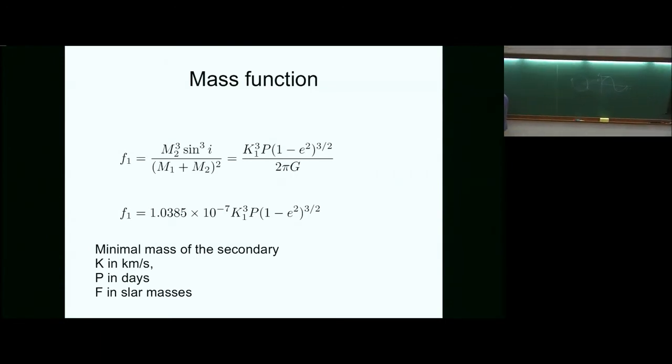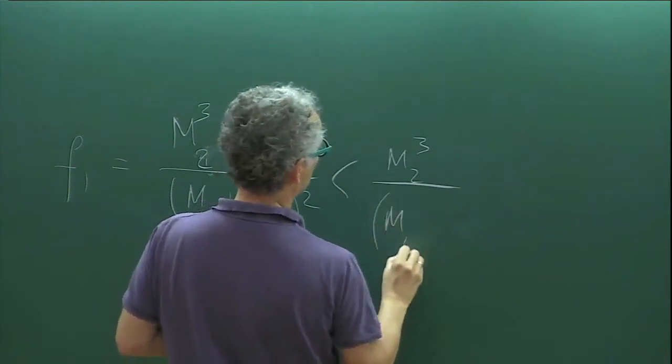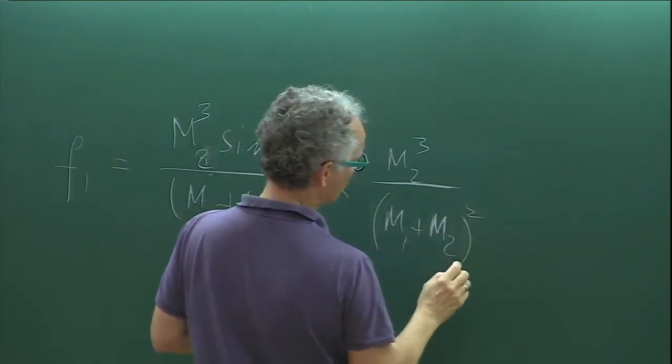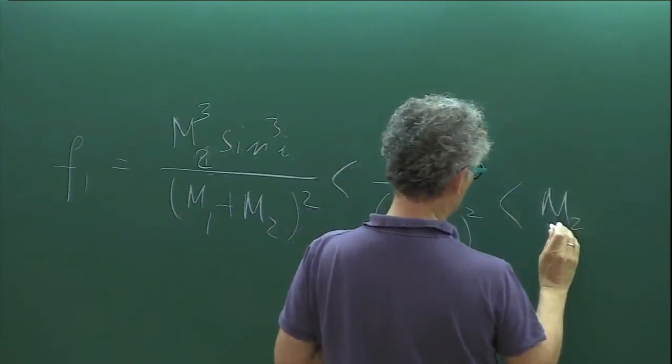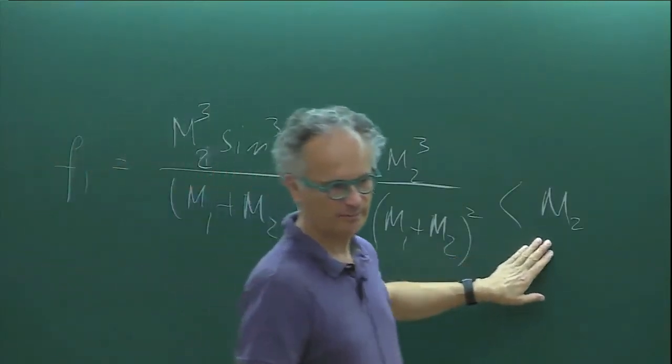And you can easily see that, okay, if we have this is F1, that this is smaller than m2 to the third by m1 squared and smaller than m2. So F1 is the lower limit on the companion mass.